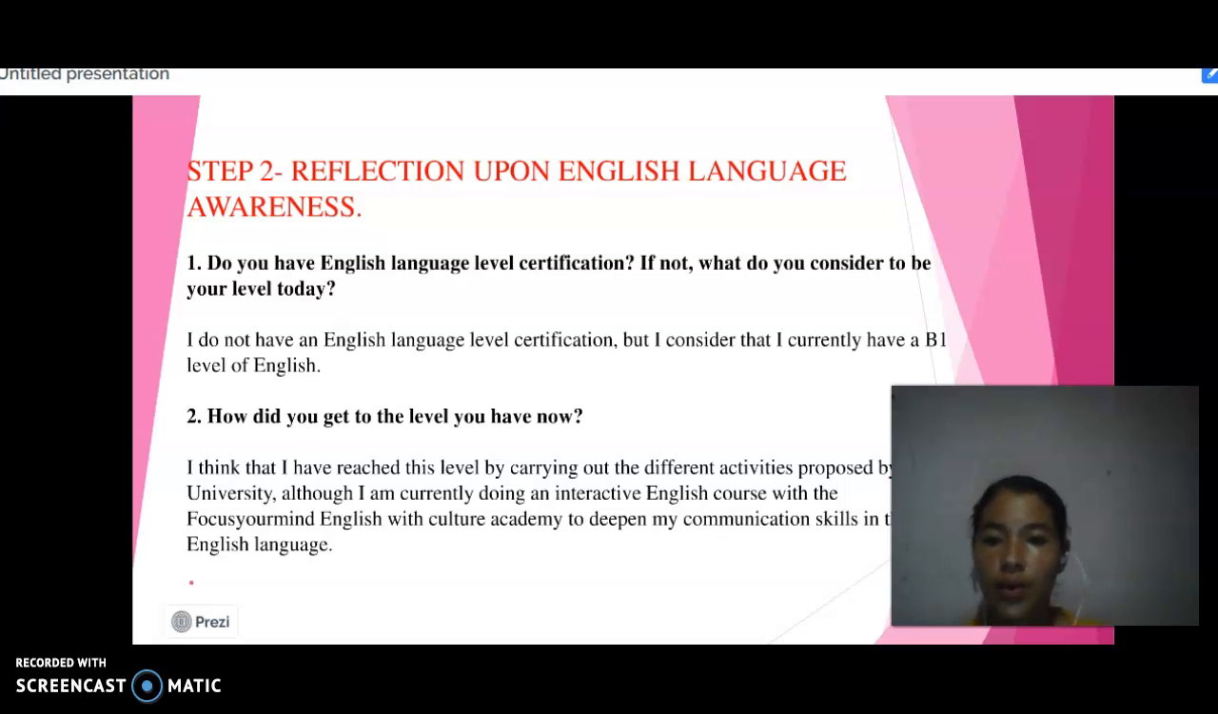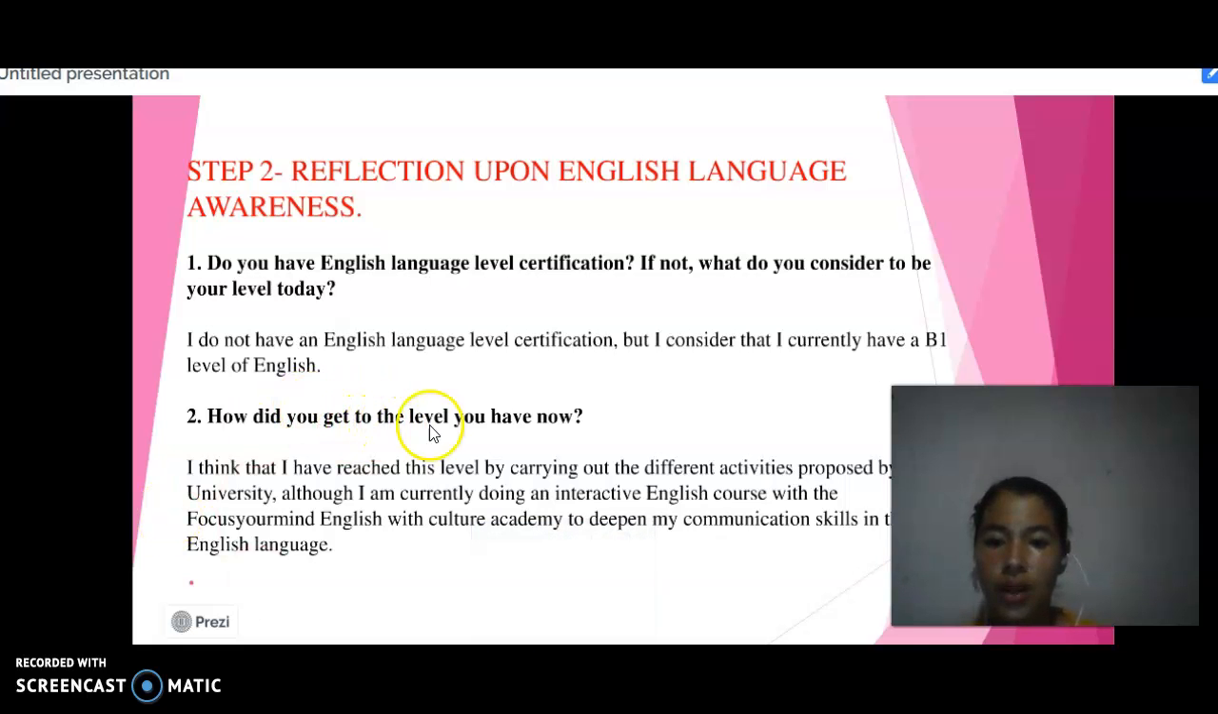Step 2: Reflection upon English language awareness. 1. Do you have an English language level certification? If not, what do you consider to be your level today? I do not have an English language level certification, but I consider that I currently have a B1 level of English.